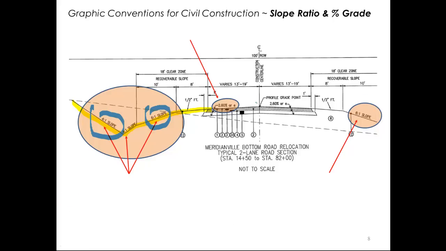And if we look at the top surface of the road itself, right here and right here, running out to the shoulder, we can see that that is at a 2.6% slope, or 2.6 feet per 100.